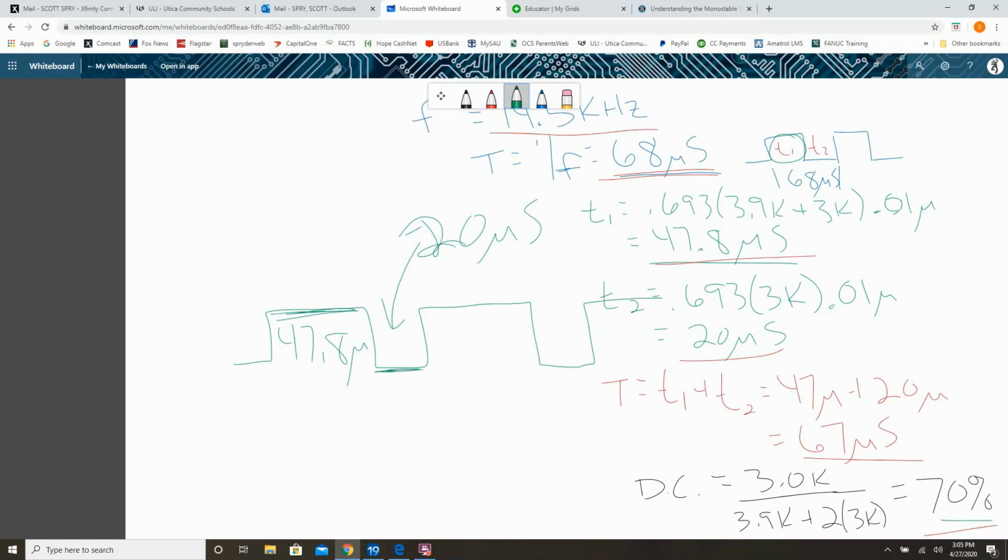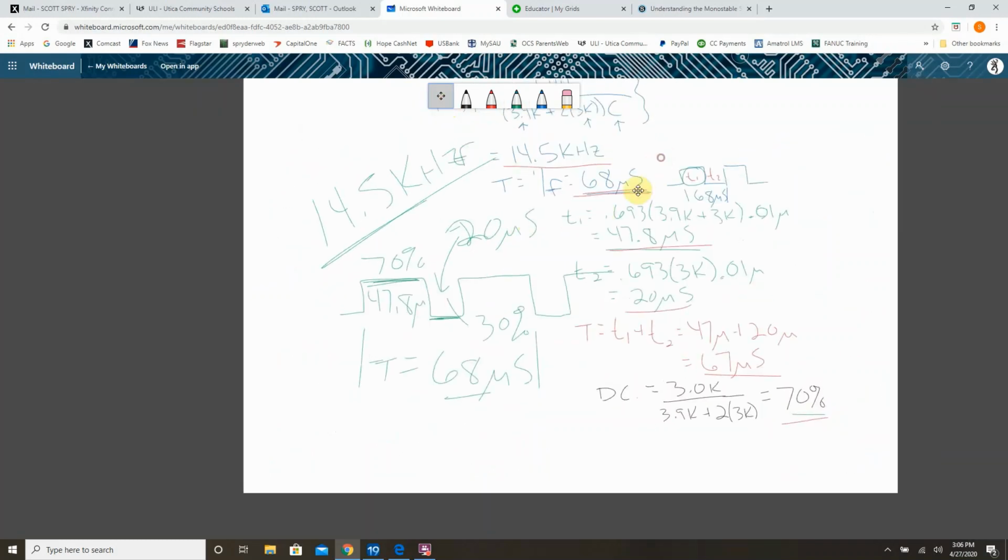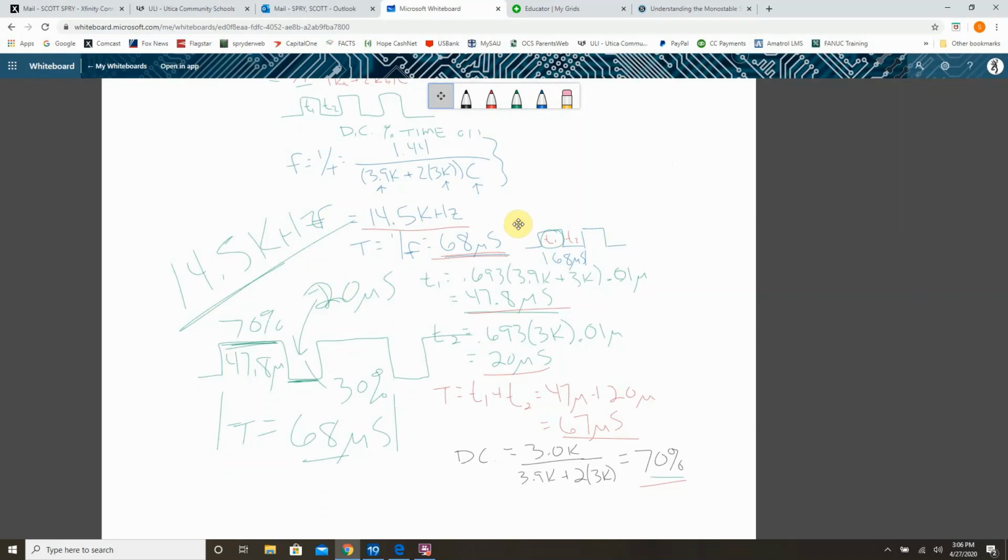That's about a 2 to 1 ratio. So really our pulse is on twice as much as it's off, and our duty cycle tells us we're at 70%. So our period T, which was 68 microseconds, out of that 68 microseconds, 70% of the time we're on, and that would mean, of course, 30% of the time we are off. And this is all while going at a speed of 14.5 kilohertz. That tells us everything we need to know about this waveform.